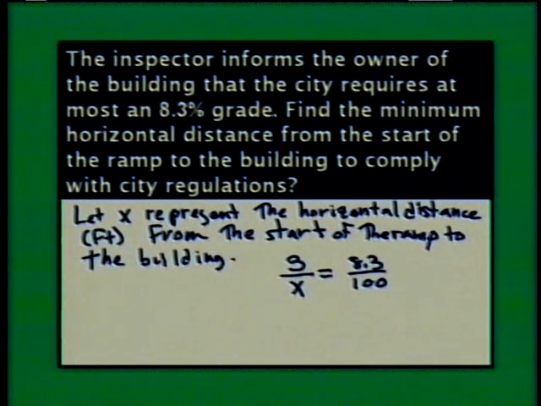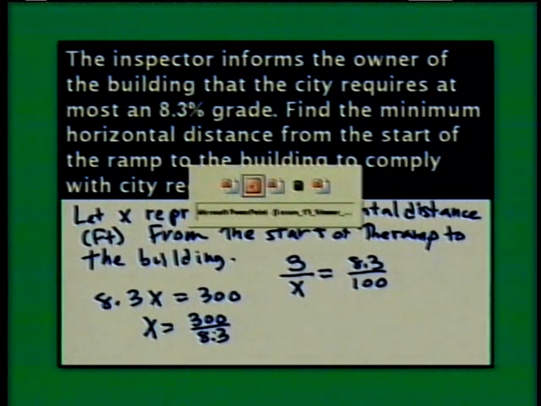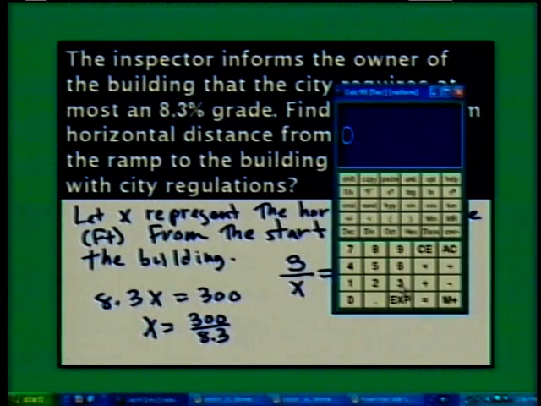Well, this is just a proportion. We can solve this proportion by cross multiplication. 8.3 times x should equal 3 times 100. So 8.3x equals 300. So x is going to equal 300 over 8.3. Let's pull out a calculator and get a number. So 300 divided by 8.3 equals 36 point something.